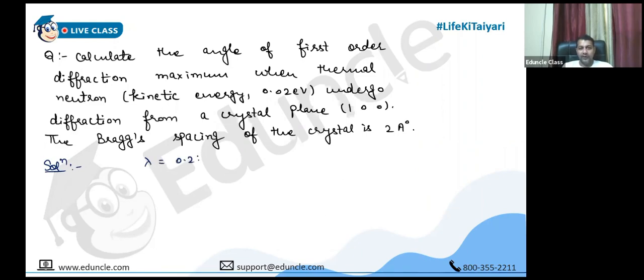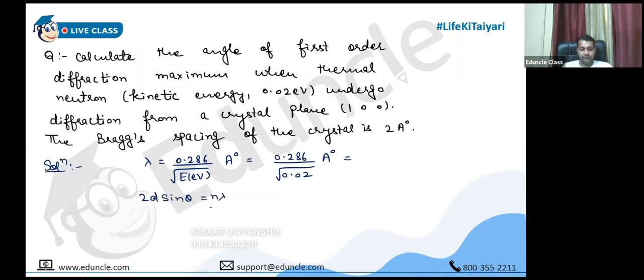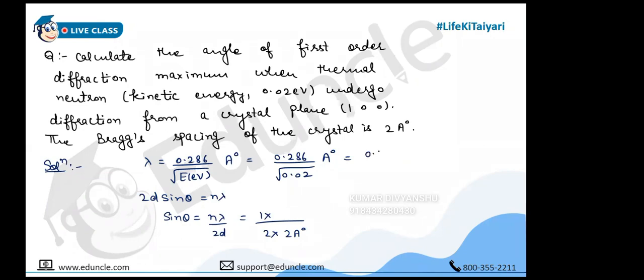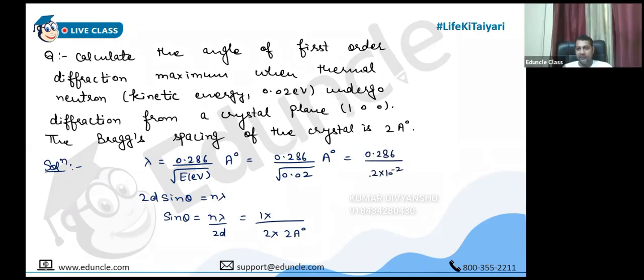And for neutron, the formula was 0.26286 by root of energy in electron volt. This was the formula. Can you please solve this one? What is lambda? 2.022. Let me tell you how you can calculate it. Actually, you can write it in this manner, and this will become root 2 into 10 to the minus 1. So this will become 2.86 and this will become 1.414. So approximately 2 now.